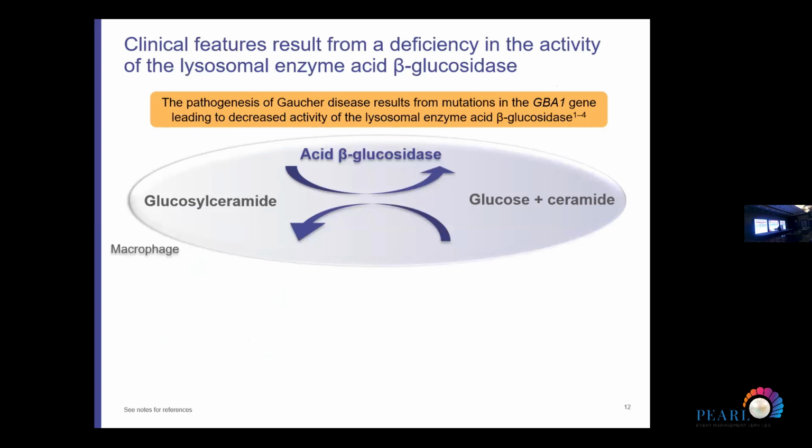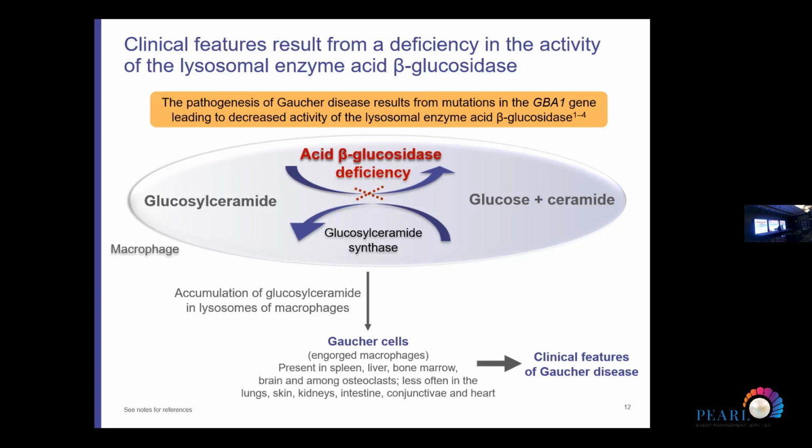So what are the clinical features? The clinical features result from a deficiency of the enzyme acid beta-glucosidase. So you will have a deficiency of the breakdown of glucosylceramide to glucose and ceramide, and therefore the buildup of glucosylceramide in the lysosome of the macrophages will lead to all of the manifestations in the spleen, liver, and bone marrow, thus resulting in hepatosplenomegaly, anemia, and thrombocytopenia.